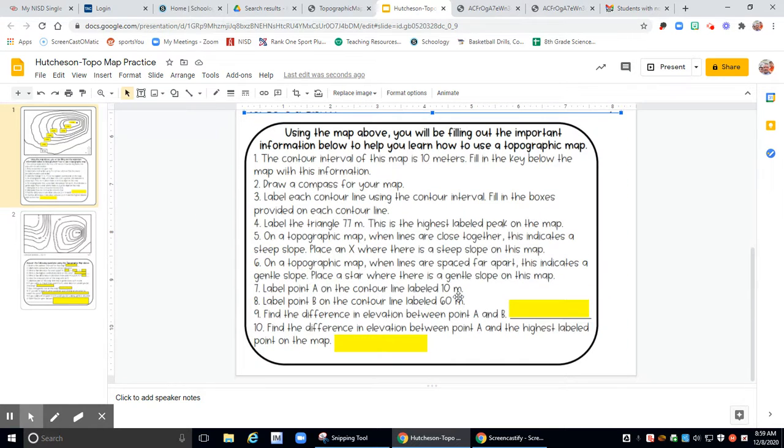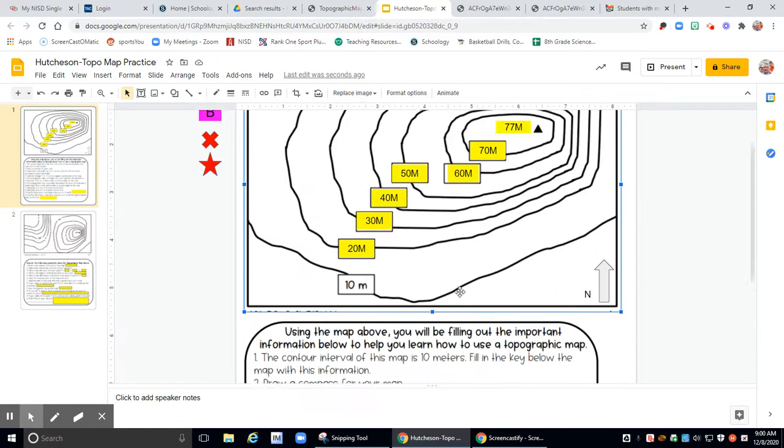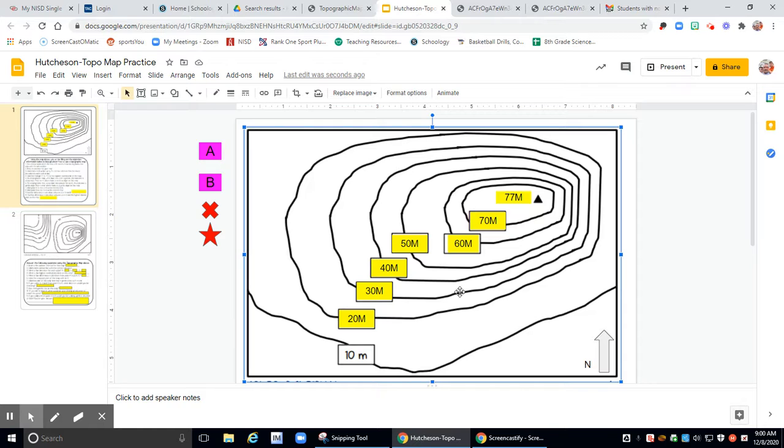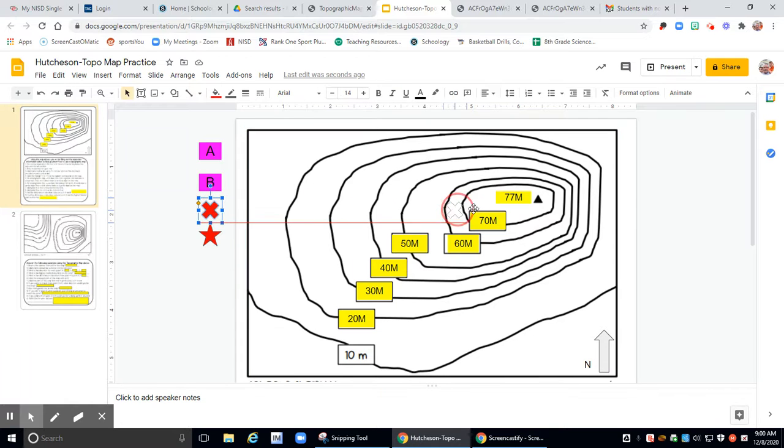Okay. It says on a topographic map when lines are close together, this indicates a steep slope. Place an X where there is a steep slope on this map. So we want to look on the map and find the area where the contour lines are the closest together, because that means that elevation is changing quickly. Okay, and we're going to put an X there. So I've already given you an X over here on the side, so we're just going to drag that X and put that X over here, because this is the steepest side of the mountain.